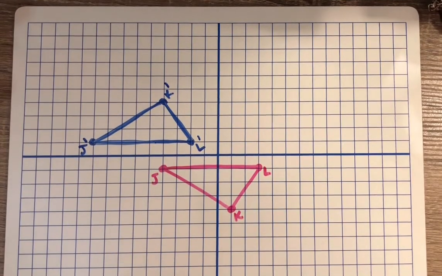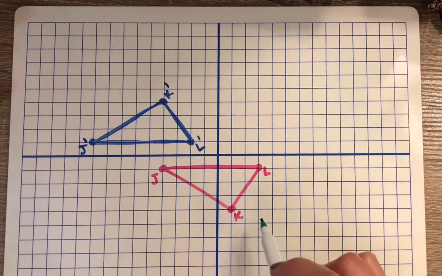Today we're going to be talking about something called composite transformations, which means multiple transformations are happening at once. So for example, it could be a translation and a reflection, a rotation and a translation, but we're going to be combining two different rigid motions.